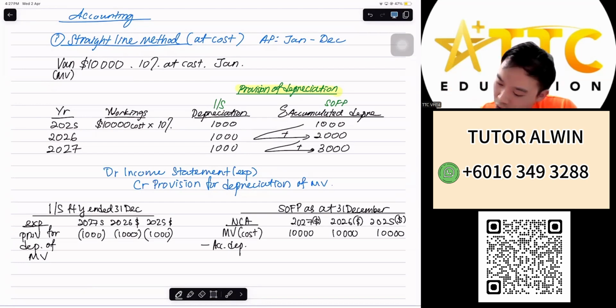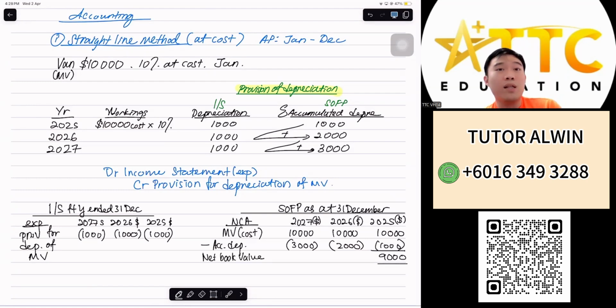Okay, so during 2025 is 1,000. 2026, the total is 2,000. 2027, 3,000. So 2025, it will have a balance of 9,000 of net book value, we call it. Net book value is the cost minus accumulated depreciation of the asset, the balance. Okay, sometimes they call it a carrying value or carrying amount.